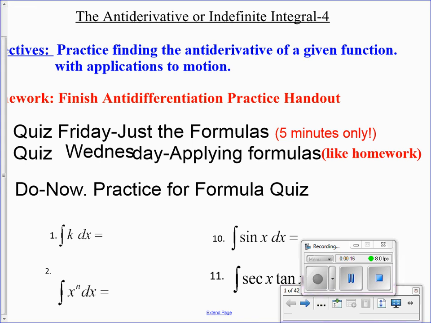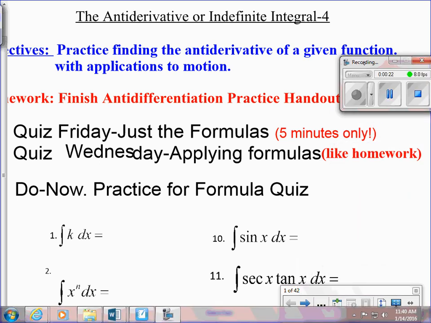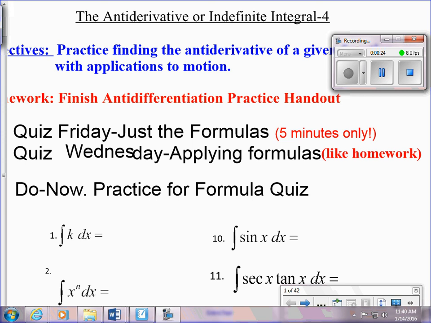Okay, we have a quiz tomorrow just on the formulas. And we're actually going to practice for the quiz. I'm basically giving you the quiz, but you're not going to hand it in. What I want you to do is not to look at your notes, because nobody's going to judge you on this right now. All right, and we'll go over it afterwards.